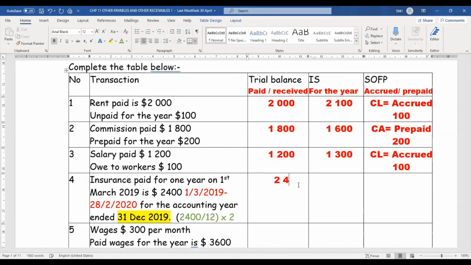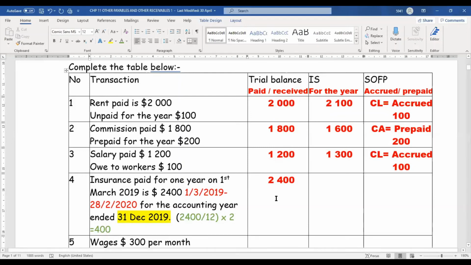We paid 2,400. Out of 2,400, how much is not for this year? This answer here just now, 400. How much is not for this year? 400 not for this year. So how much for this year? I want income statement. Income statement, how much for this year? 2,000 for this year. And then the balance 400 is my prepaid. Prepaid 400.